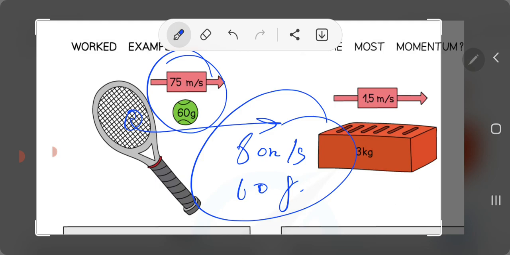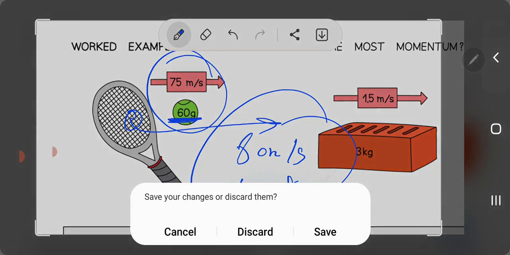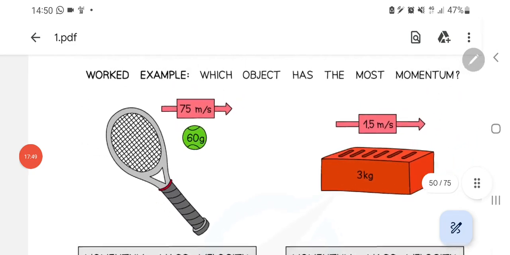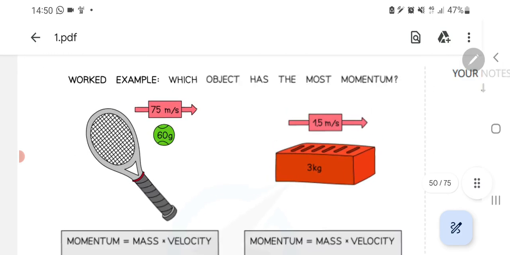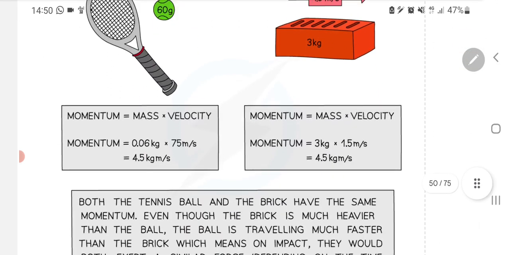But one thing should be clear in your mind: you must convert the units from gram to kilogram. Okay, so units are very important. If the unit of mass is gram, you should convert the grams into kg. Basically, the SI unit of mass is kg. So easily you can find the momentum of this.